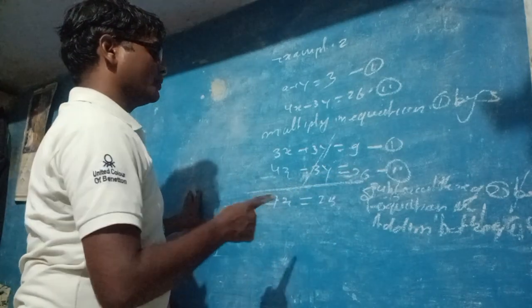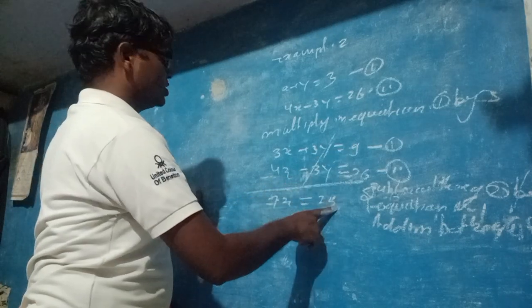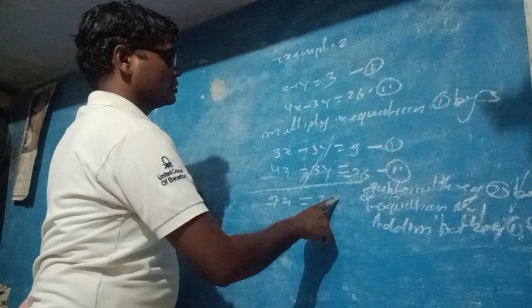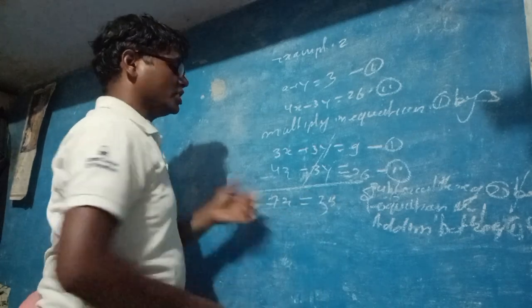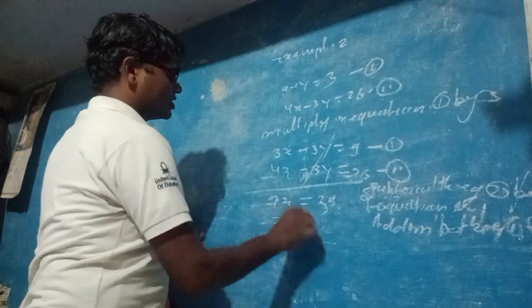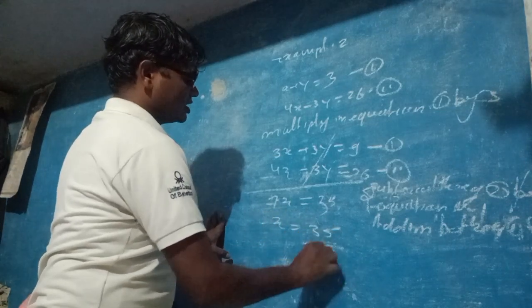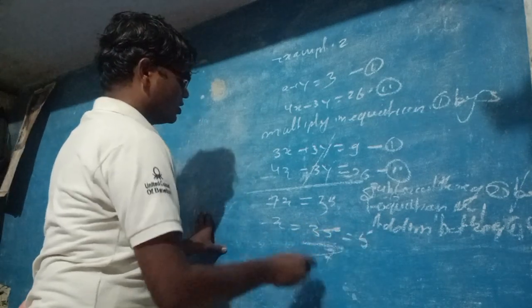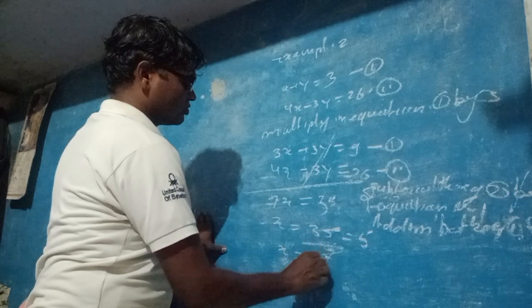26 plus 9 is not 25, it is 35. So here is the 35, and x is equal to 35 upon 7. We will cancel out, 7 fives are 35. So x is 5.